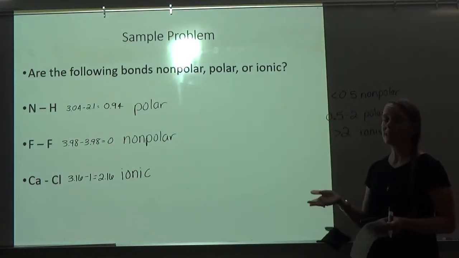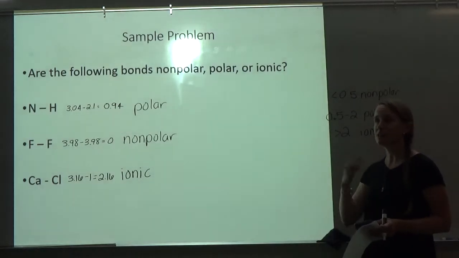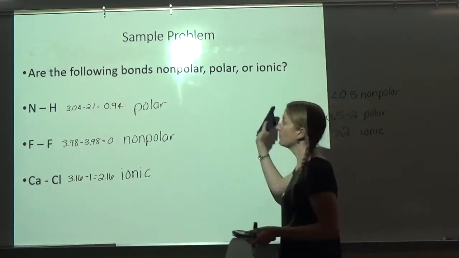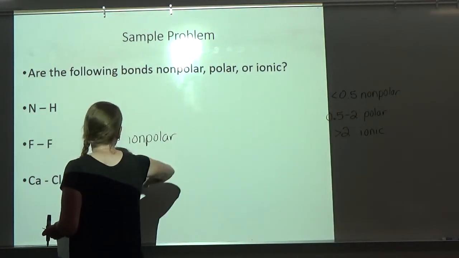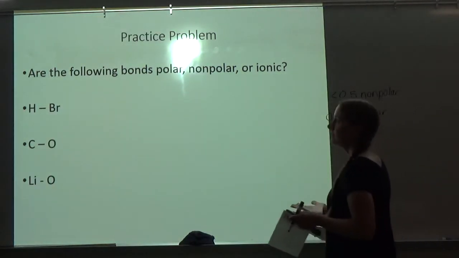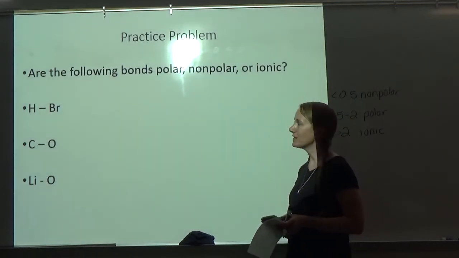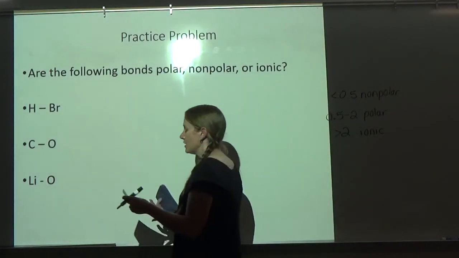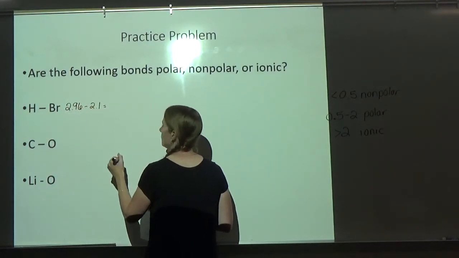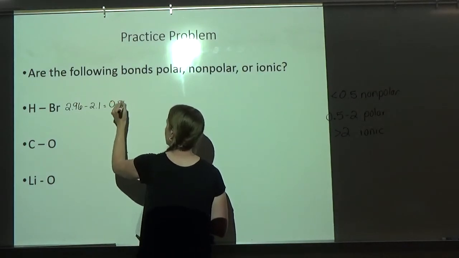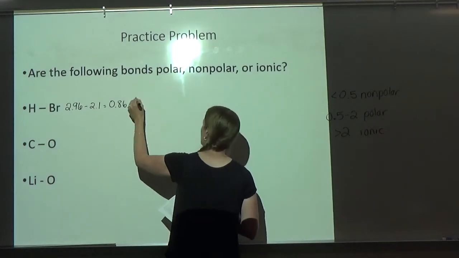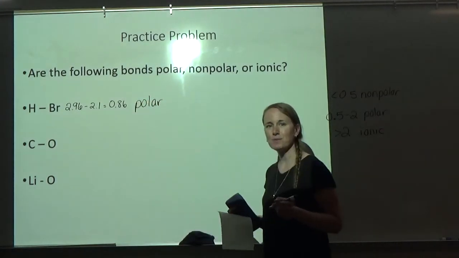When you're determining if something's ionic or not, besides just assuming it's a metal and a nonmetal, you can also subtract electronegativities to tell. I'll give you a few to try, and we'll see if you get them right. Maybe pause the video, try these real quick, and then I'll assume you've done that and we'll look at them together. We have H and Br. Br is 2.96, and H is 2.1. When I subtract, I get 0.86. Since that is between 0.5 and 2, it is polar. Hopefully you got that one right.